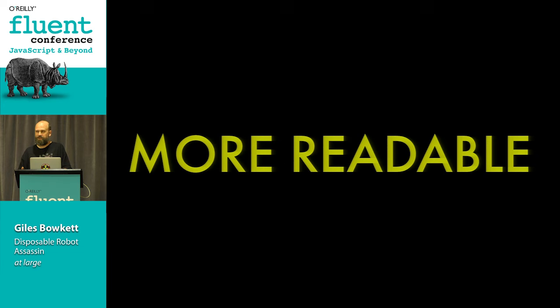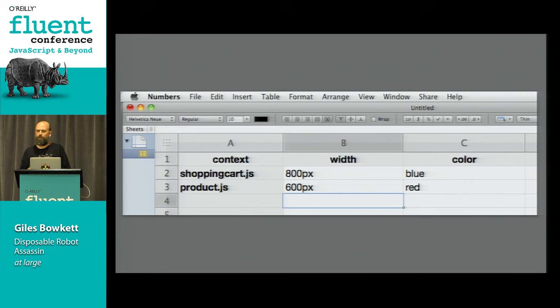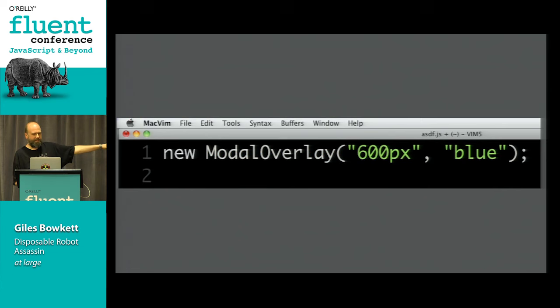So going back to this spreadsheet thing, this is the abstract version. I'm going to give you some more specifics. This was UI code for modal windows, modal overlays. This is a very, very common use case for front-end JavaScript, which is the majority of JavaScript, I think. So it ended up looking something like this. New modal overlay, 600 pixels, blue.